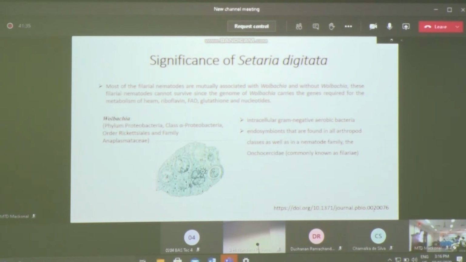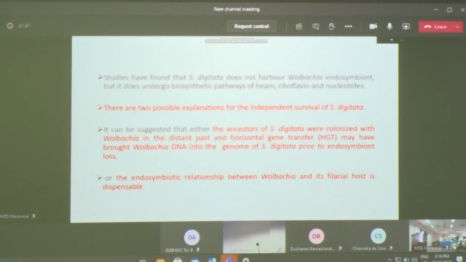the whole genome of Wolbachia contains genes required for the biosynthesis of heme, riboflavin, purines, and nucleotides. However, studies have found that Kotelawala does not harbor Wolbachia, but it does undergo biosynthetic pathways of these nematodes. There are two possible explanations for this. This can be due to either present or gene remnants of Wolbachia in the Kotelawala genome, or Kotelawala may have developed their own sequence to code for these metabolites.